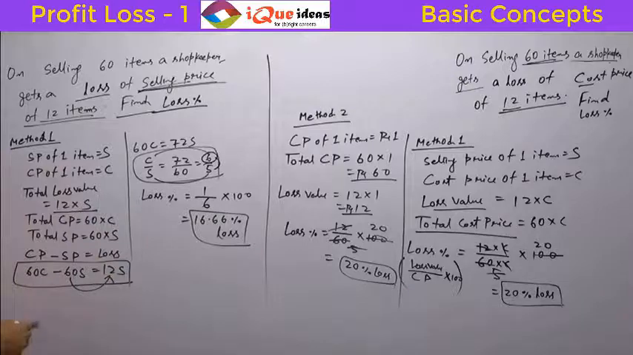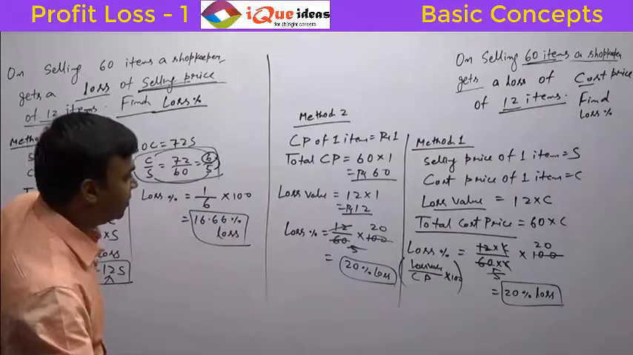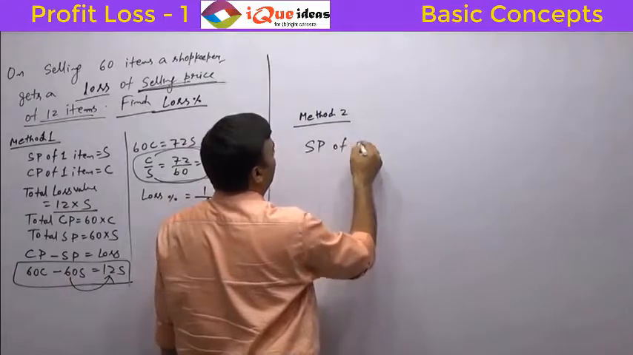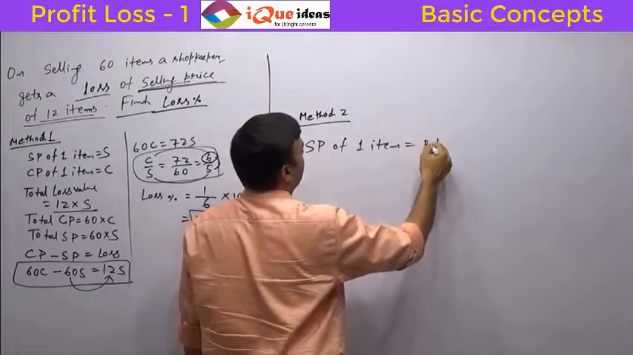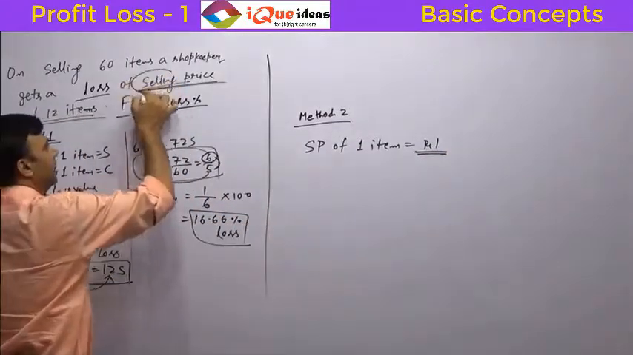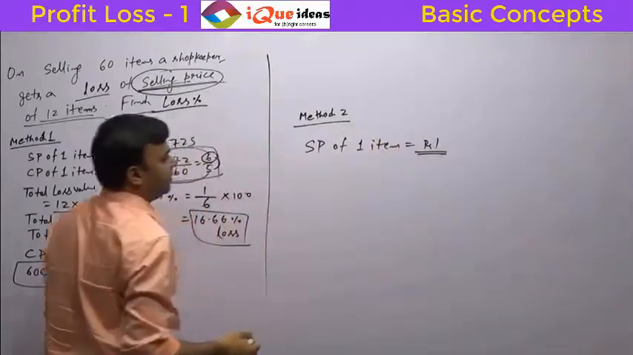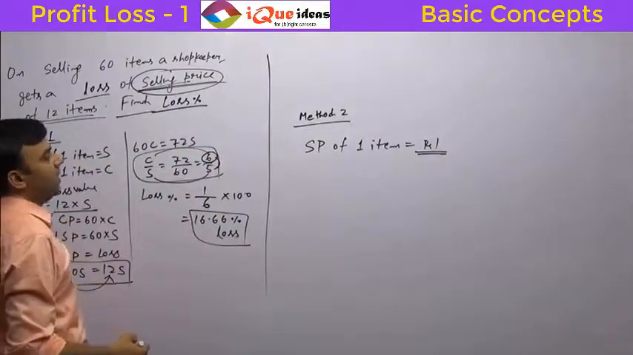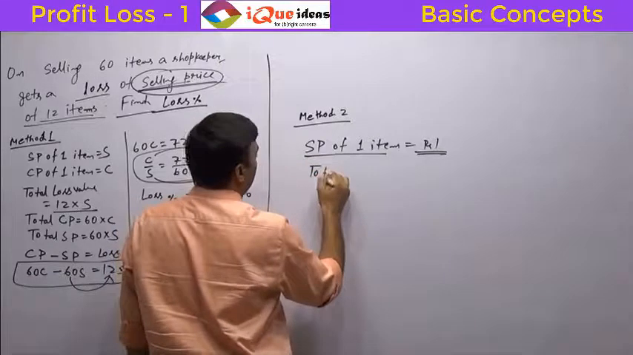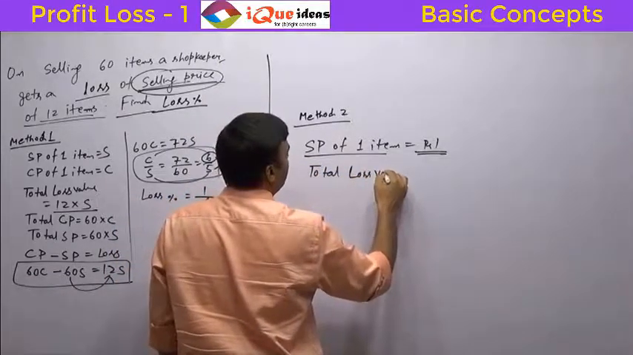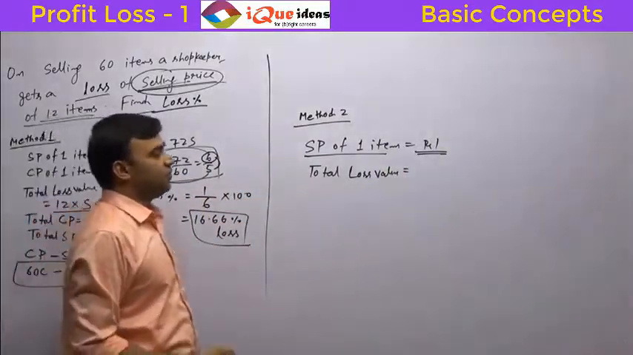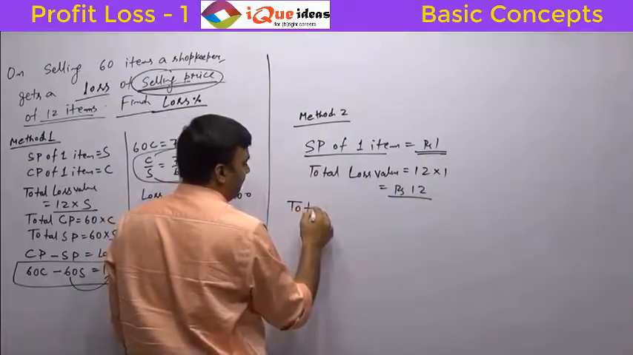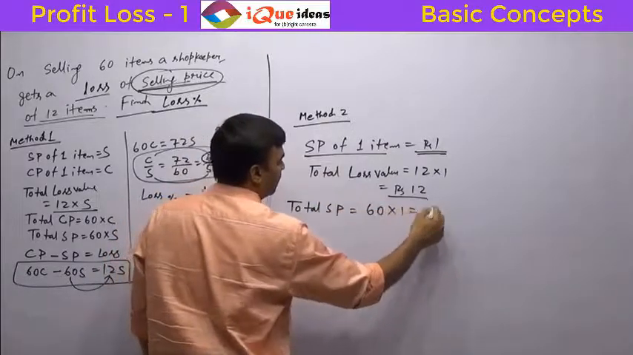Alright. Whereas in the same question, if I apply method 2, now what will happen? So let me clean up this. So in the second method, what we will do is we will assume selling price of one item to be 1 rupee. Remember, whenever profit or loss is given in terms of selling price, you assume selling price to be 1 rupee. Similarly, if it was given in the terms of cost price, we would assume cost price of one item to be 1 rupee. Alright, now here. So selling price of one item is 1 rupee. That means total loss value will be equal to selling price of 12 items, so it is 12 into 1, which is 12 rupees, right? Total selling price will be equal to 60 into 1, that is 60 rupees.